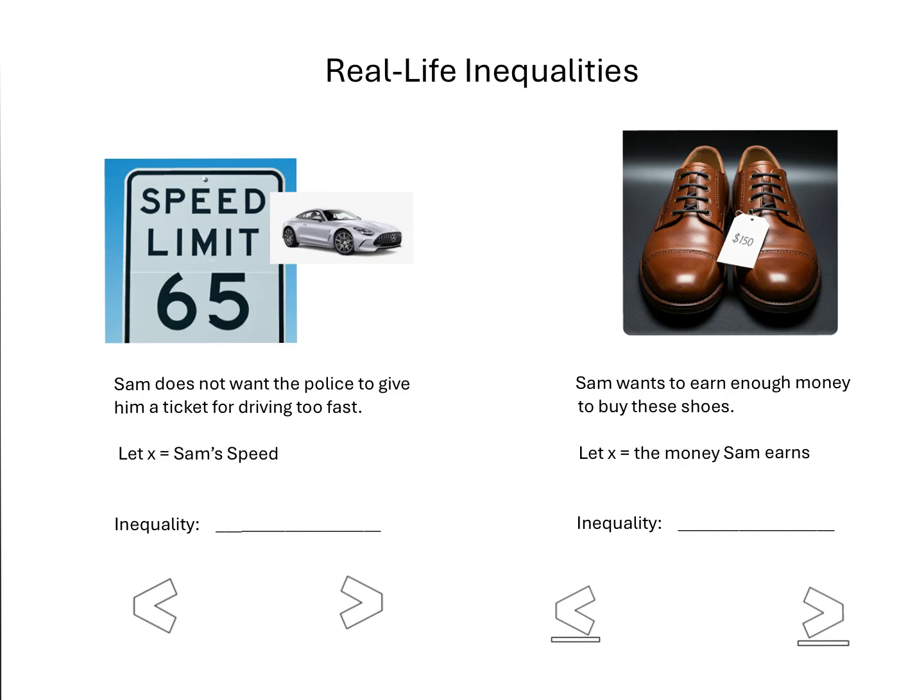Hi, mathematicians. The topic we will be covering for the next couple of weeks, inequalities, are very, very important to real life because in real life, typically we don't have exact values or just one value that would work for a situation.